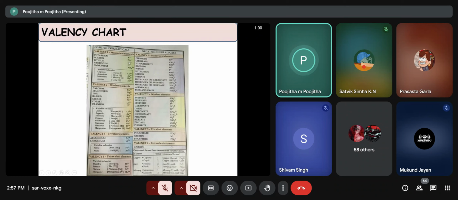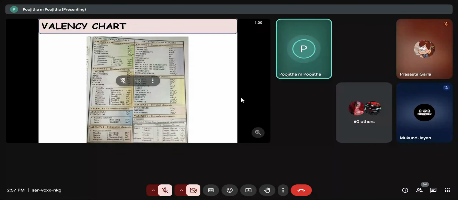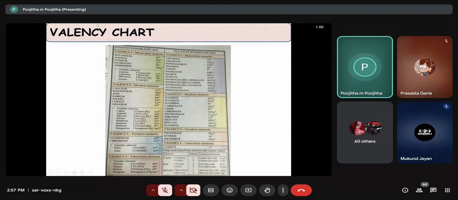Then you have learned lithium, atomic number 3, electronic configuration 2,1. So lithium can also show valency of +1. What is the ion called? Just lithium ion. Then sodium, atomic number 11, electronic configuration 2,8,1. So sodium also shows valency of +1. Then potassium, atomic number 19. Electronic configuration 2,8, what after 2,8? 9?